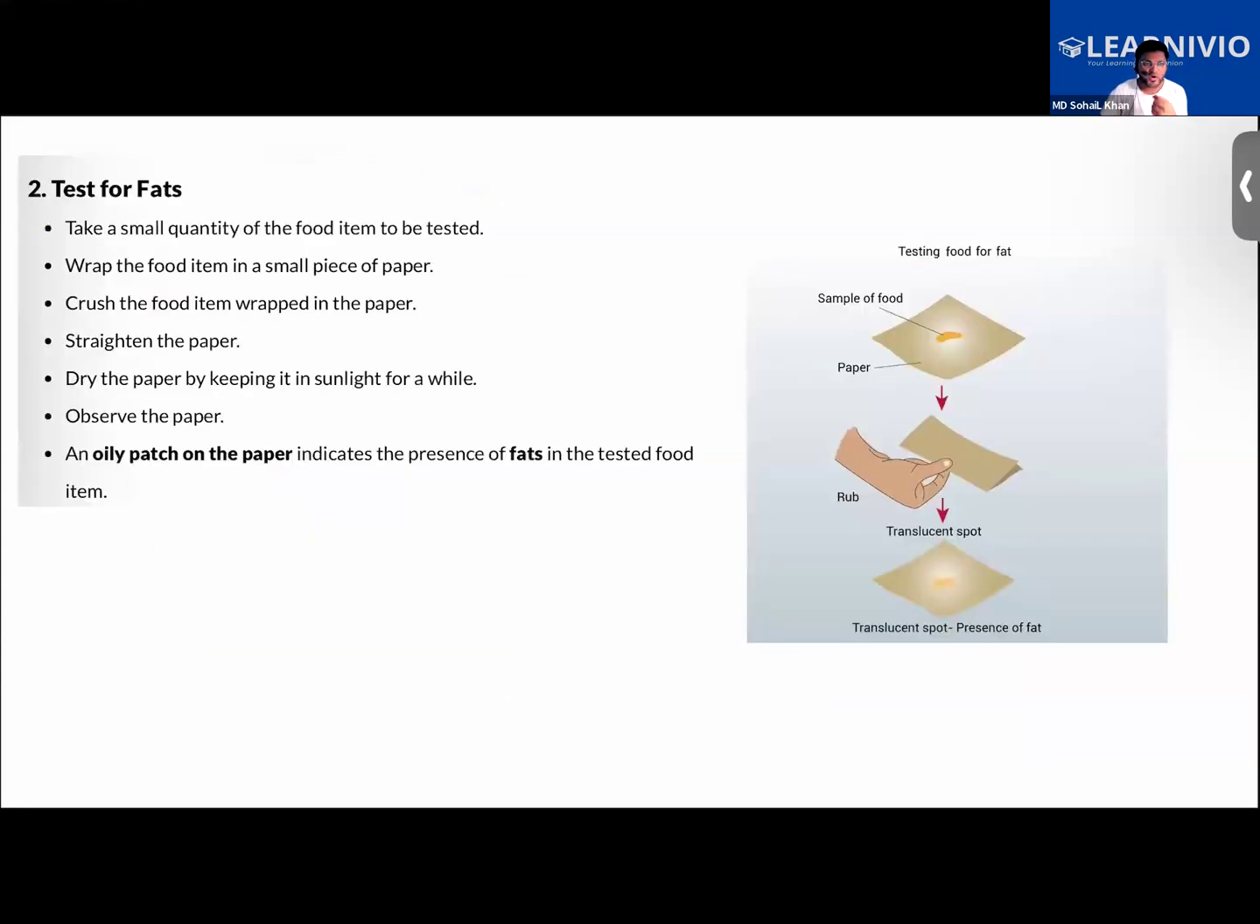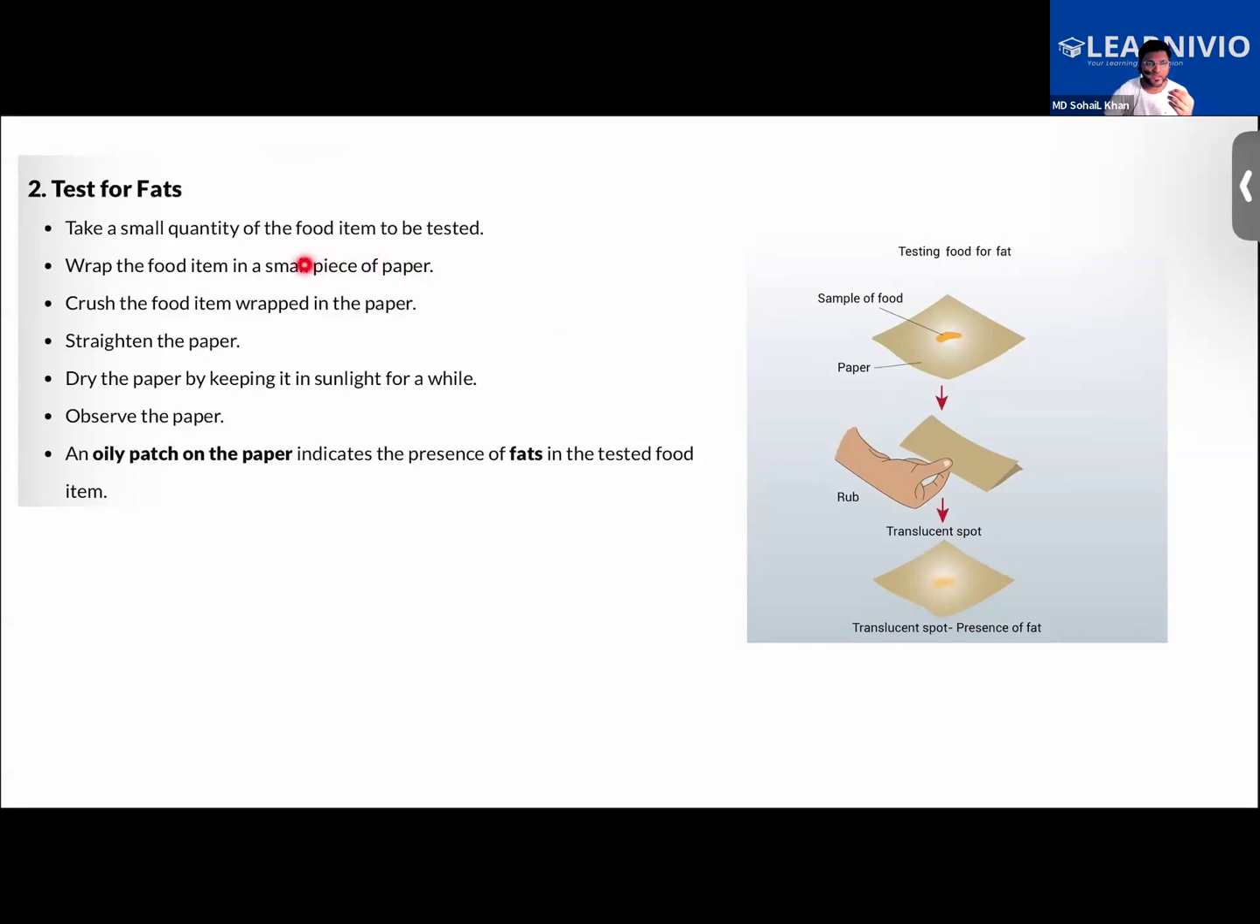Now how do we check for the presence of fat? In order to test for the presence of fat, we will take a small quantity of a food item that contains some amount of fat in it. For example, we can take fried chips, or it could be any other food item that contains fat. Suppose we have taken fried potato chips.